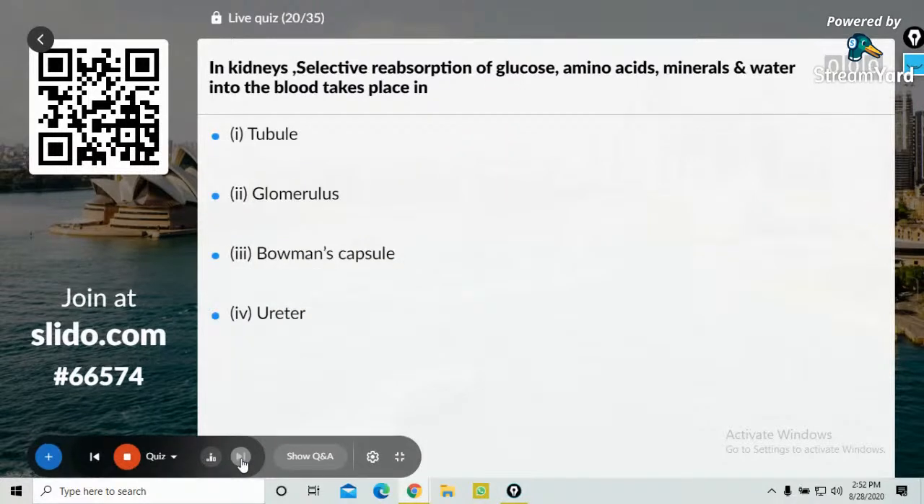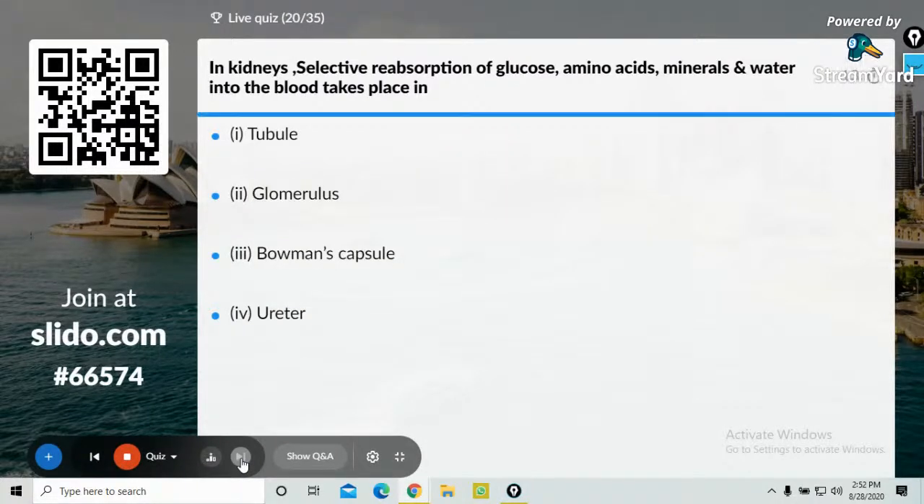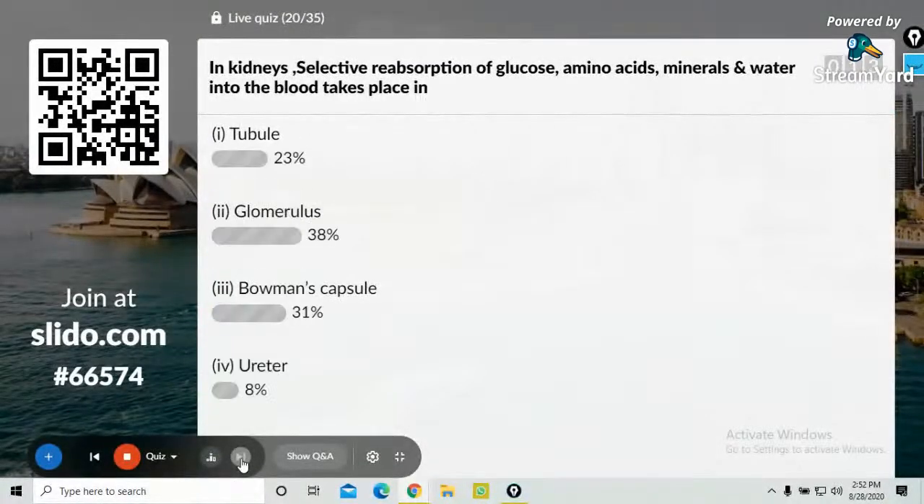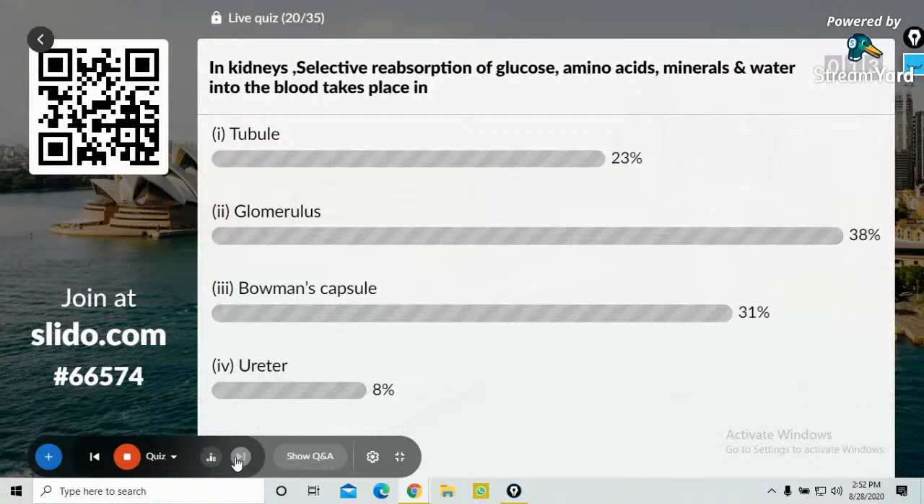In kidney, selective reabsorption of glucose, amino acid, minerals, and water into the blood takes place in the tubule, glomerulus, Bowman's capsule, ureter. Yes, guys, it is tubule. Next question on the screen.